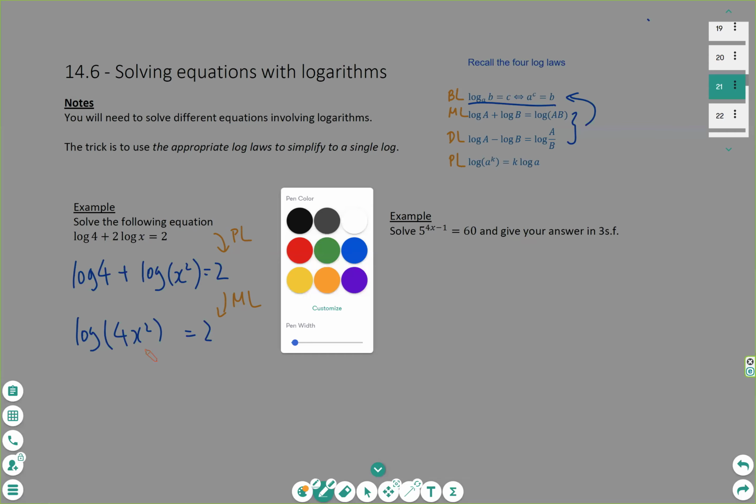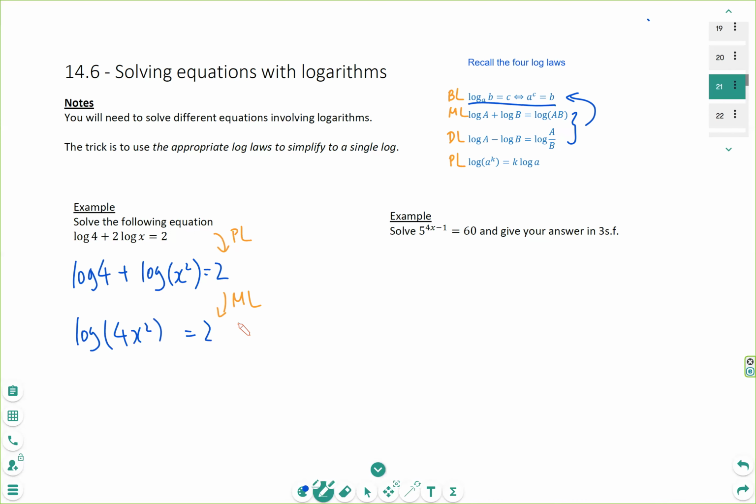So then log, that's base 10, so we can use the base law. Log A B equals C means A to the power of C equals B. That's the base law. And so we can solve the equation. So 10 squared, which is 100, divided by 4 is 25, and then square root. So x equals plus or minus 5, actually.